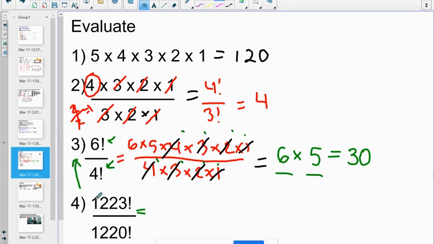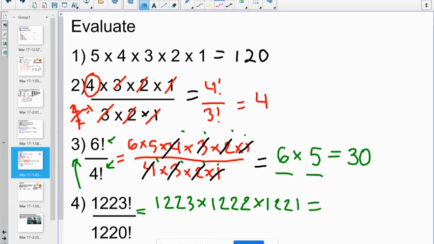So we know 1,223 minus 1,220 is 3. So all you have to do is take 1,223 times 1,222 times 1,221. That means it's just going to leave you with those first 3 numbers you're multiplying in that first step of 1,223 factorial.